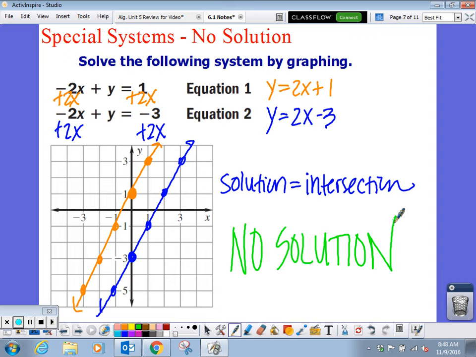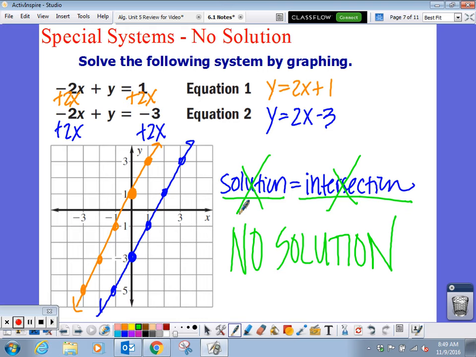So if you were given this question and it asked for the solution, you can't just leave it empty or just leave it with the graphs. You have to actually write no solution. Okay, I'm going to tell you again why that is. Remember, a solution is an intersection. If they do not intersect, there is no solution.